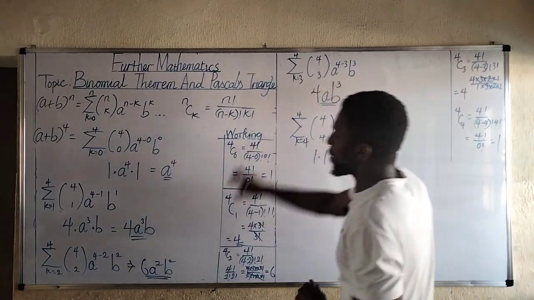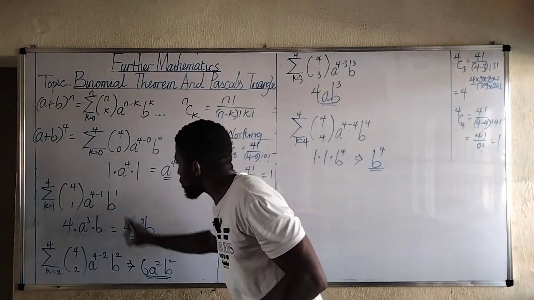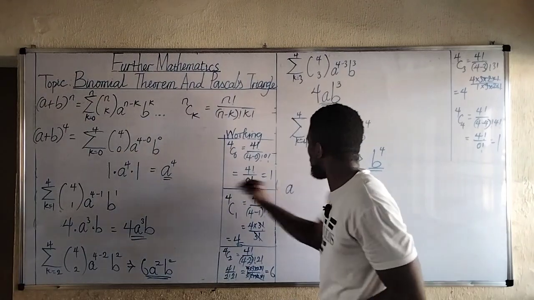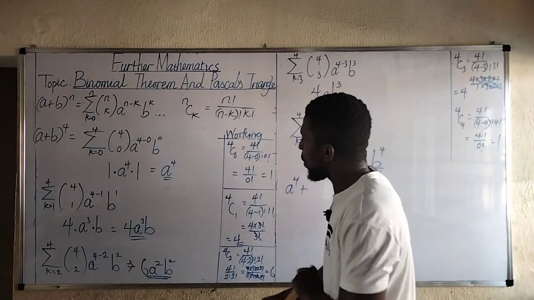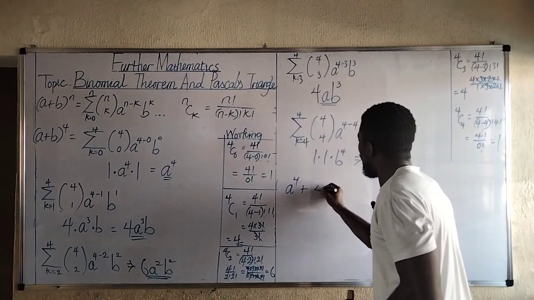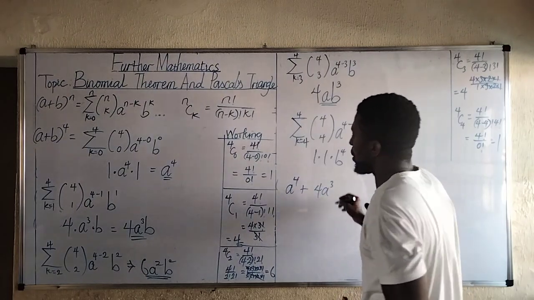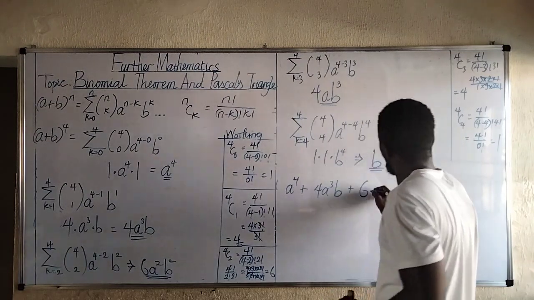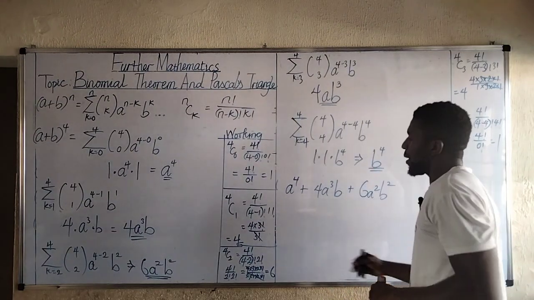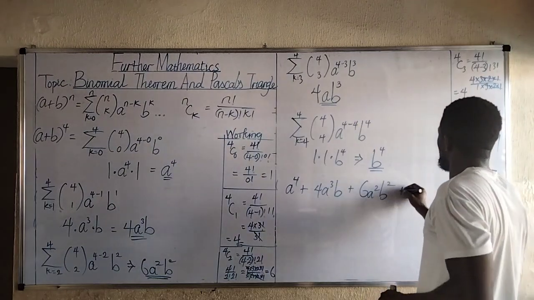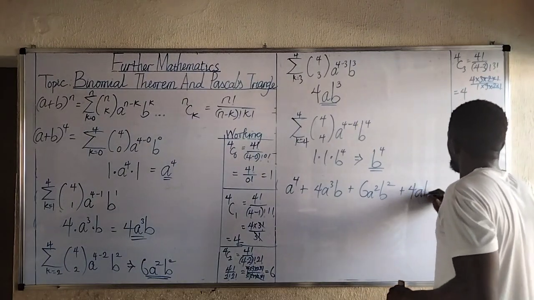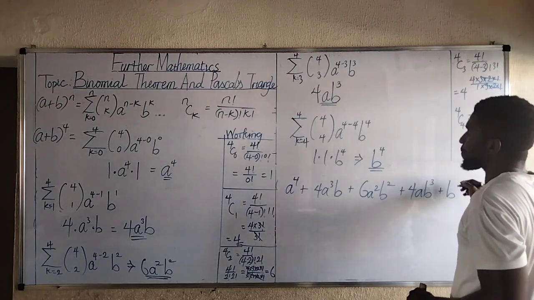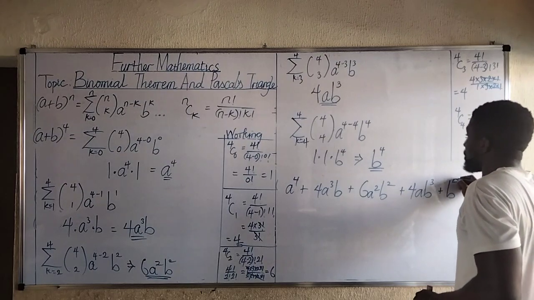Okay? We have summation. They say we should add up these things. The first one that we obtain says a raised to power 4. Plus the second one we obtained says 4a cubed b. The third one says 6a squared b squared. Alright? The next one is plus 4ab cubed. And lastly we have plus b raised to power 4.